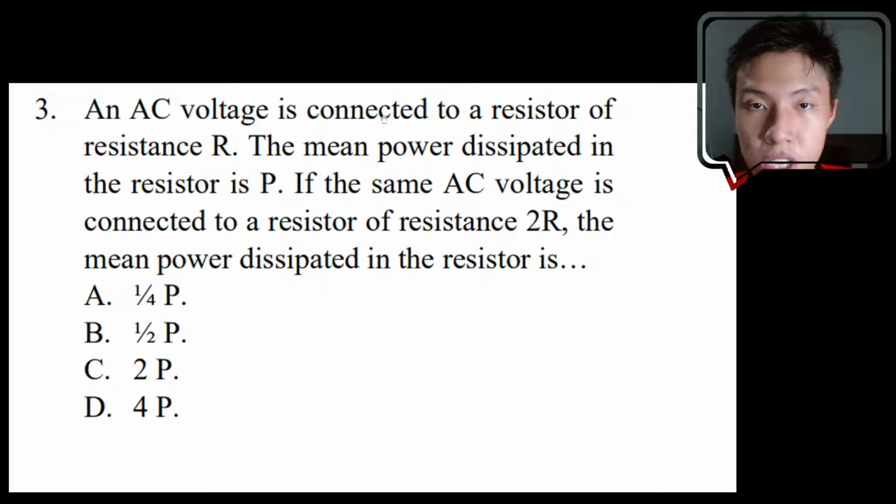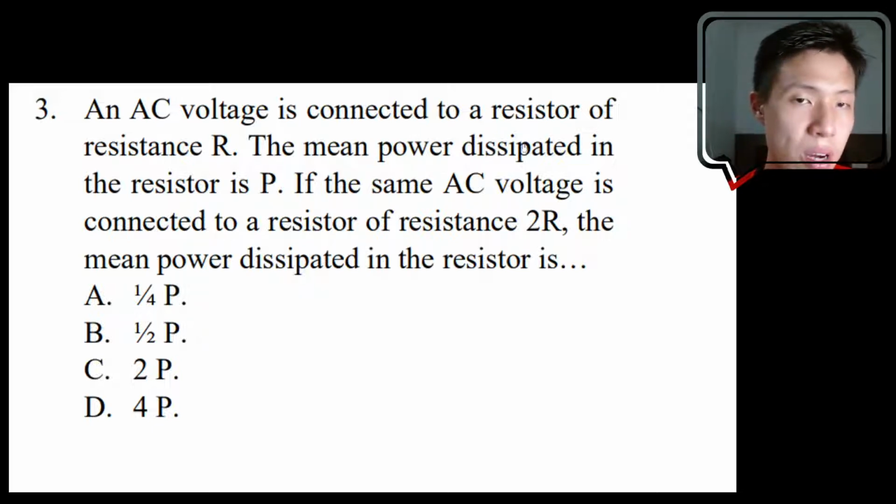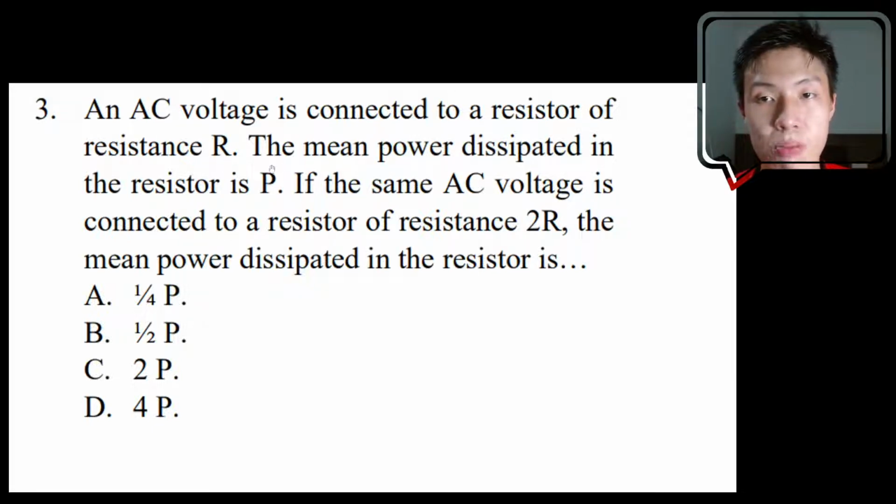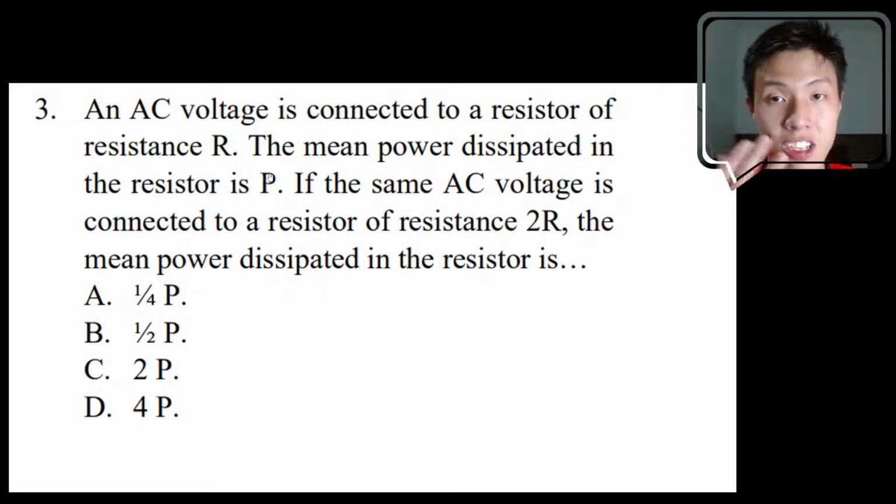An AC voltage is connected to a resistor of resistance R. The mean power dissipated in the resistor is P. So you can see the AC voltage is only connected to a resistor, so this is a pure R circuit. And it says that the mean power, the average power dissipated, means converted to another form. The average power released in the resistor is P. So this P here is actually an average power dissipated.